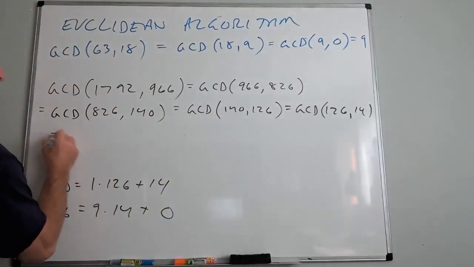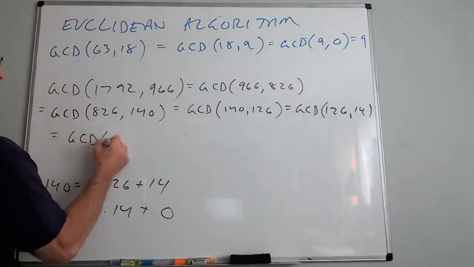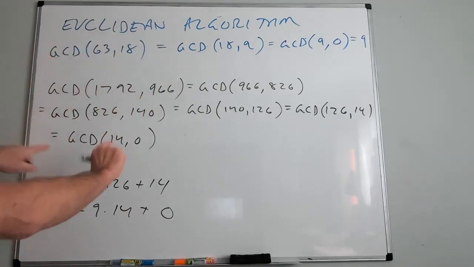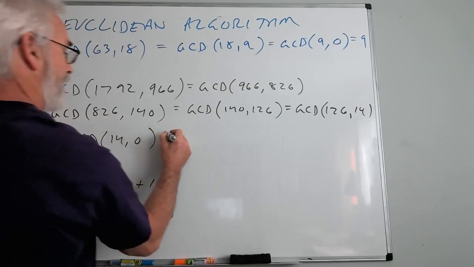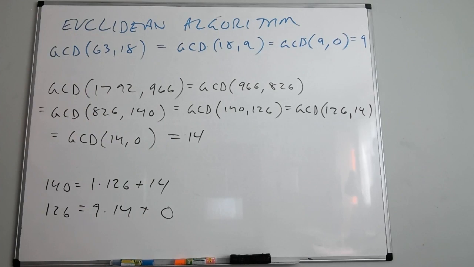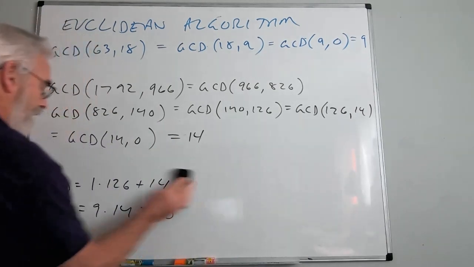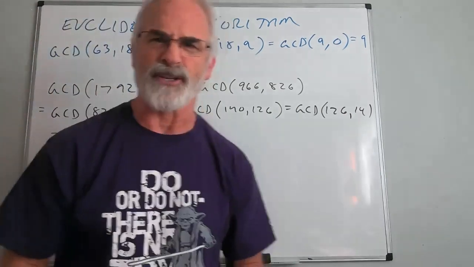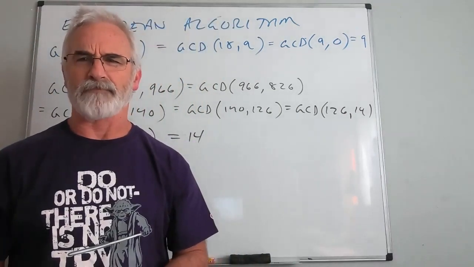So the next step is, this is equal to the GCD of 14 and 0. Therefore, my final, by the way, I haven't actually answered the question yet, but it comes from right here. So that means my answer is 14. So I didn't know what the answer was before I started. I'm pretty sure I did this right. I'm pretty sure.